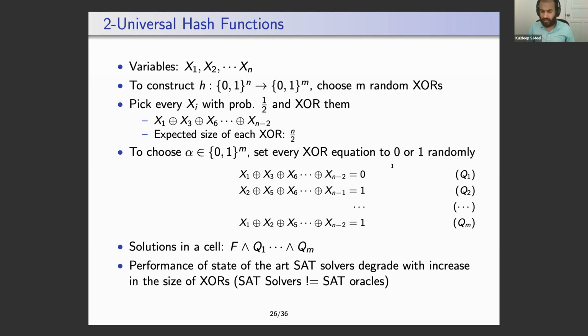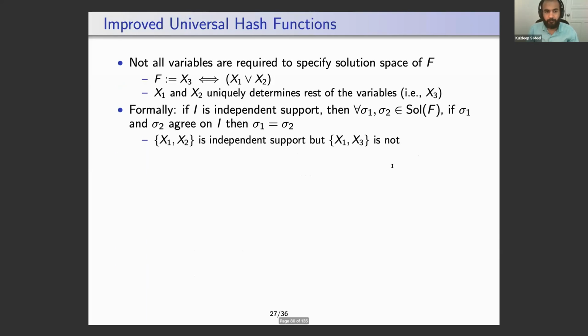One of the challenges that comes in here is that the performance of the state-of-the-art SAT solvers degrades with increase in the size of these XORs. Remember, as I told you, the solvers cannot handle every kind of formula. So this is a major challenge that we had to overcome.